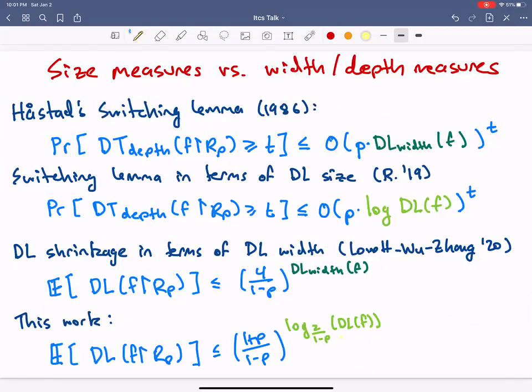Our result stands in relation to Lovett, Wu, Zhang's result in a similar way that our switching lemma relates to Hastad's switching lemma. That is, we replace decision list width with log of decision list size.